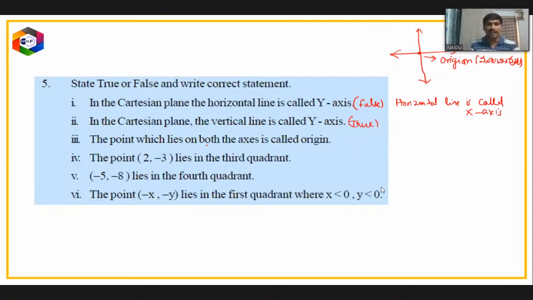The point which lies on both axes is called origin. Yes, it is true. Now, the point 2 comma minus 3 lies in the third quadrant. Here if we observe, 2 is positive, that means 2 is greater than 0. Minus 3 is less than 0. So x is positive and y is negative.